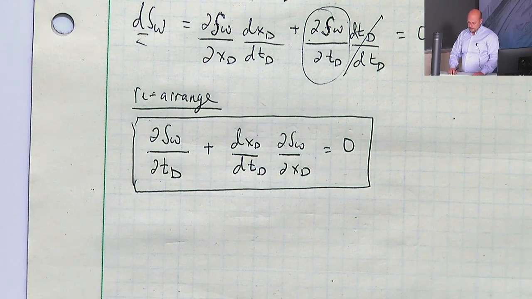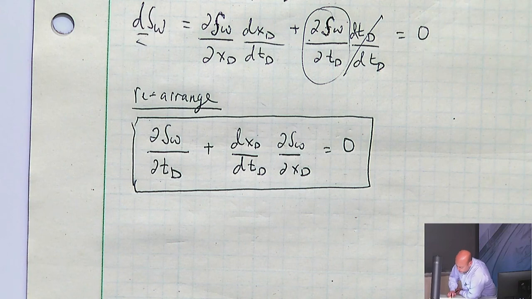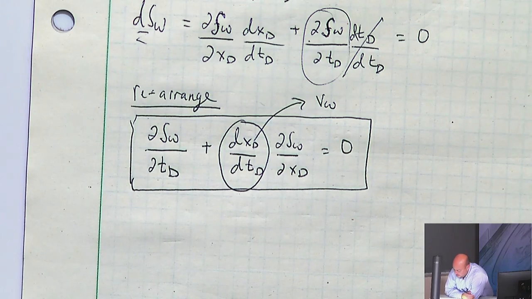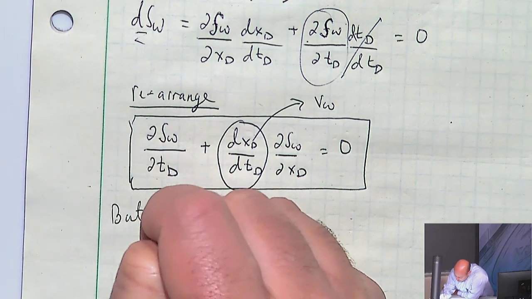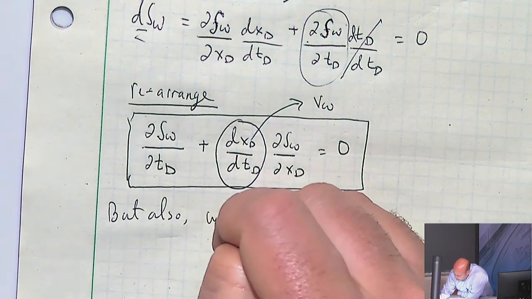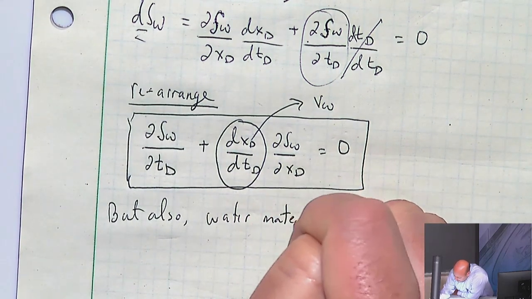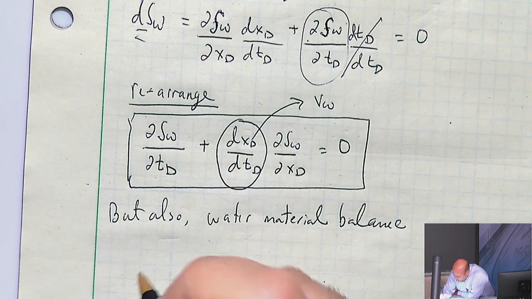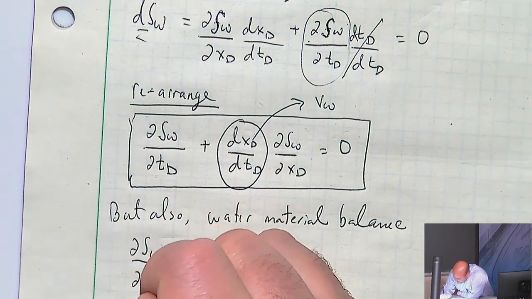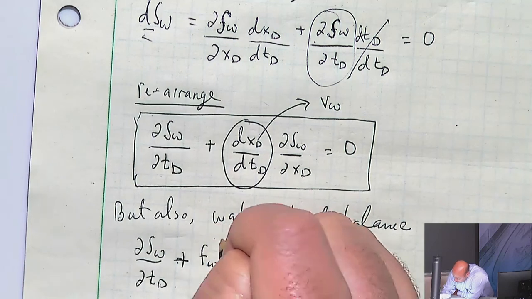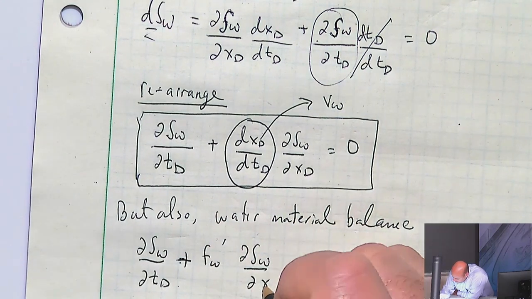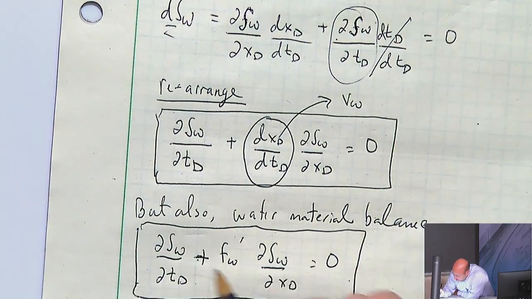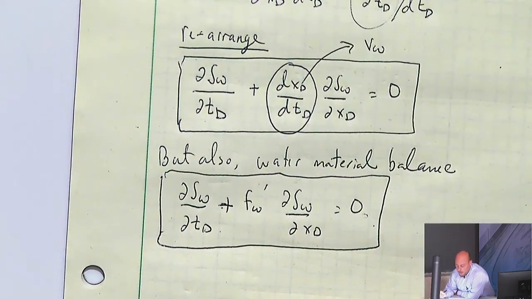You don't speak up? Okay. Now, point out a few things. This was my VW on that PowerPoint slide, the velocity of the saturation front. But also, from our water material balance, our mass balance, we know that the partial of SW with respect to TD plus FW prime times the partial of SW with respect to XD is equal to zero, right? This was our mass balance we derived. That was the Buckley-Leverett equation.